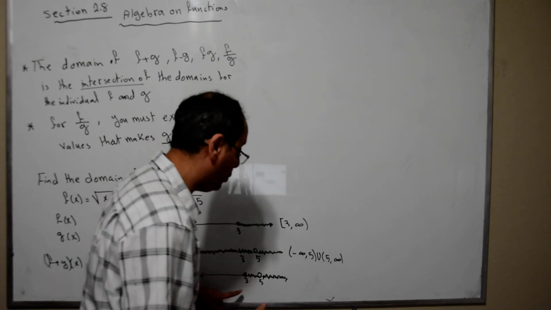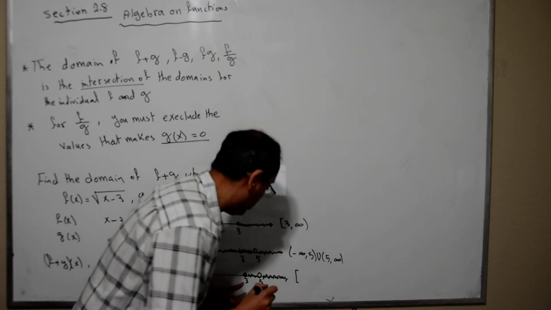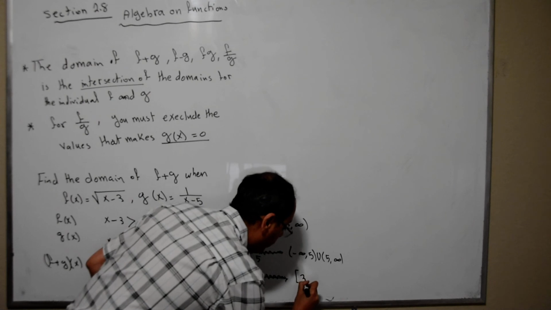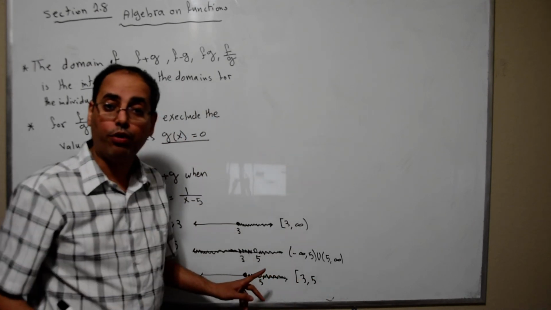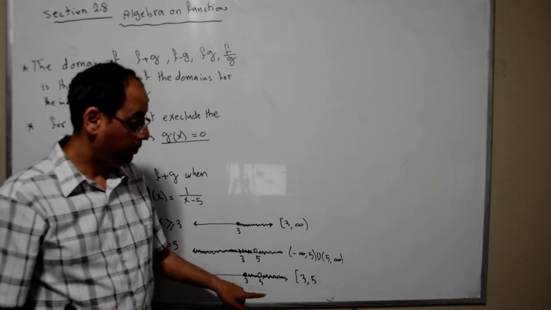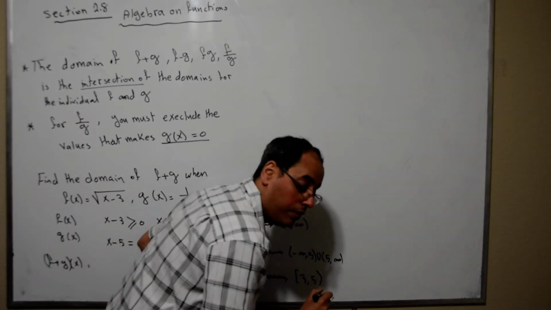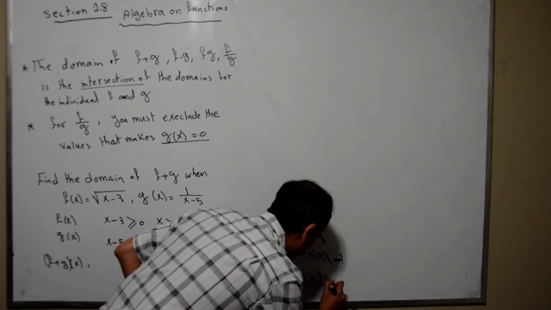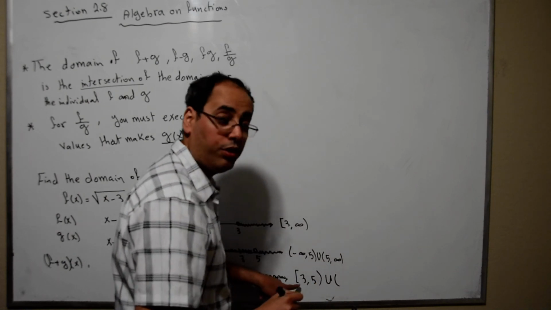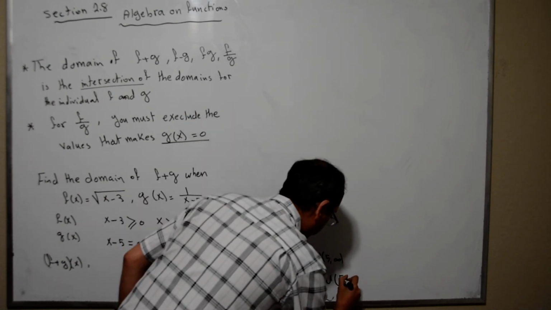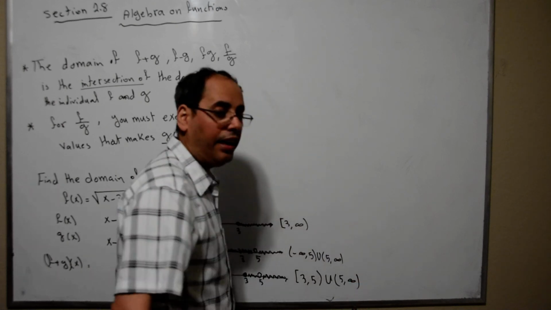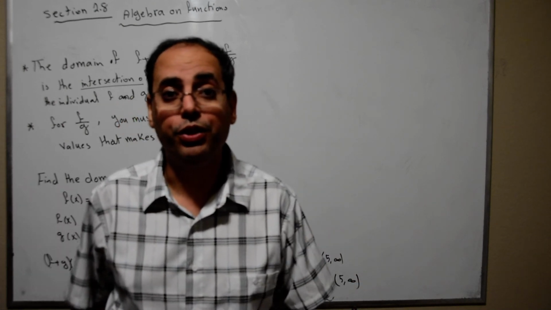And now we can write the domain. I start from 3, closed set, to 5, and is 5 an open set or closed set? This is an open circle, so open set, parentheses, and then union 5 to infinity. And I hope that works, and see you in the next video. Thank you.